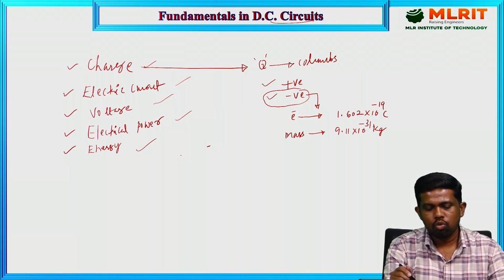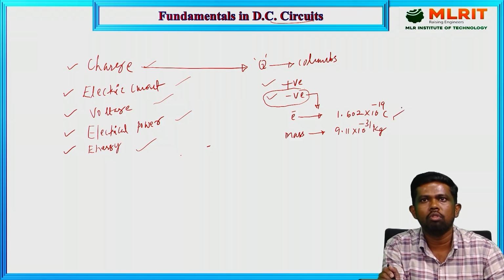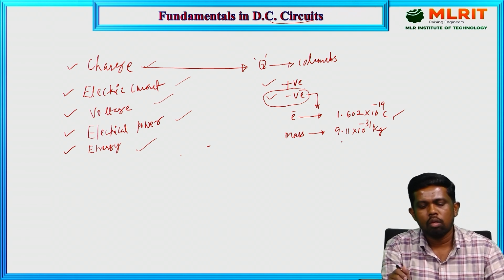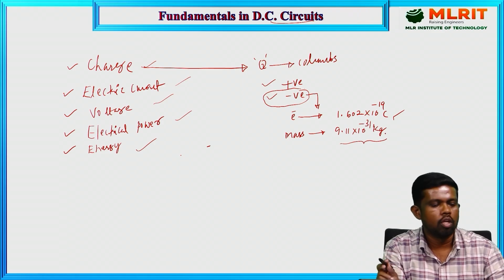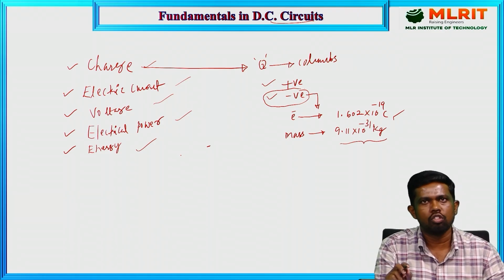That's why we need to look into the values for the electron: the charge value of the electron is 1.602 into 10 power minus 19 coulombs, and the mass value of the electron is 9.11 into 10 power minus 31 kilogram. So this is a very fundamental parameter, the electric charge.